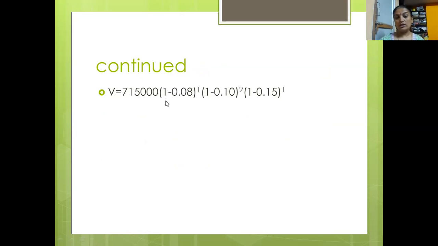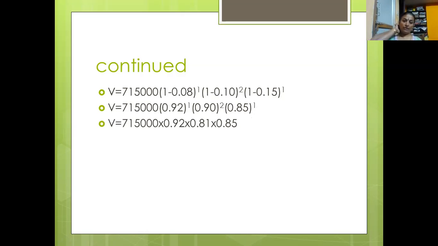1 minus 0.08, what is this? That is 0.92. 1 minus 0.10, that is 0.90. 1 minus 0.15, that is 0.85. That is the next step. 7,15,000 within the bracket 0.92 raised to the power of 1 year, 0.90 raised to the power of 2 years, 0.85 for the 4th year, that is 1 year. So 7,15,000 into 0.92 raised to the power of 1. The value will not change, 0.92. 0.90 raised to the power of 2 means 0.9 into 0.9, so the value will become 0.81 here, and 0.85 to the power of 1 will be 0.85 only. So what is the total value? We have to do the multiplication and we have to get the value. Here we have arrived at the value. So how have we calculated? Just go through the problem once again and you will understand it.